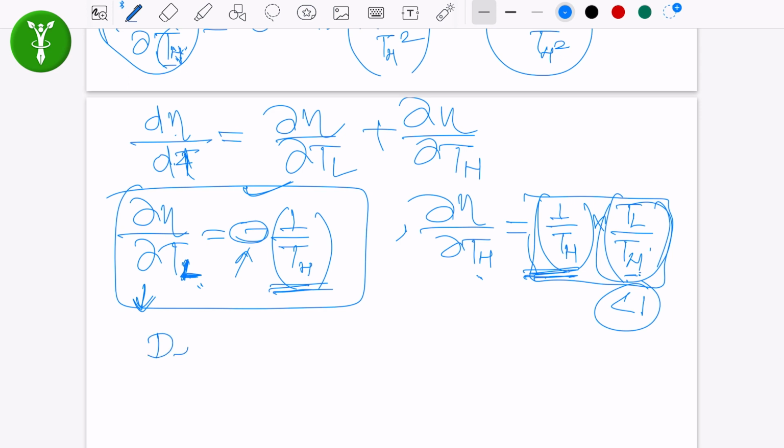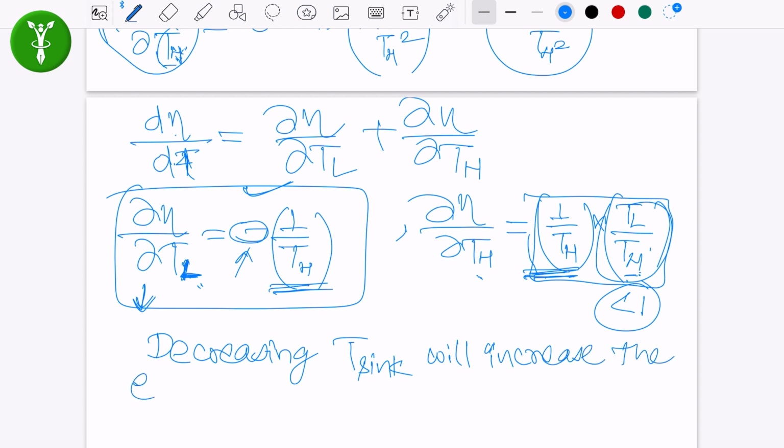So decreasing T sink will increase the efficiency most.